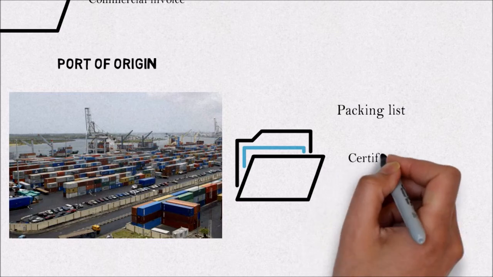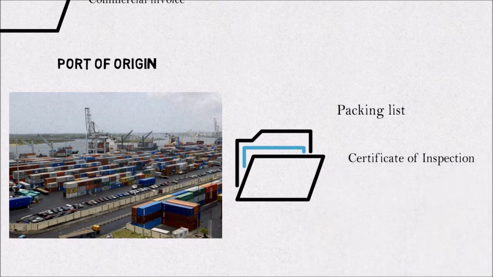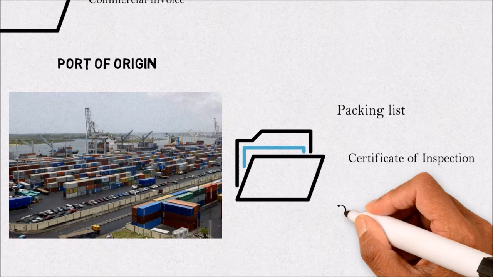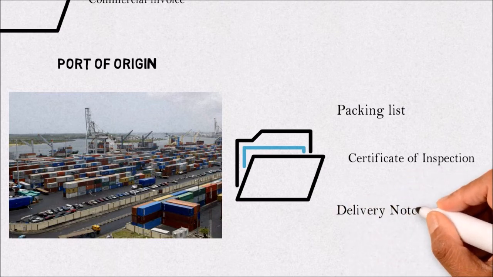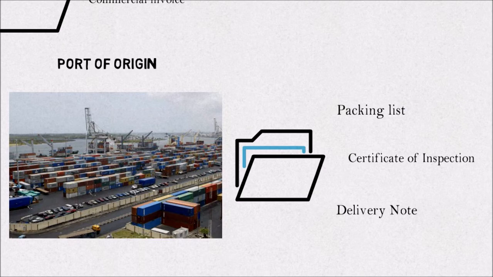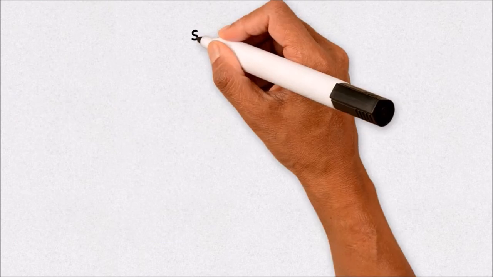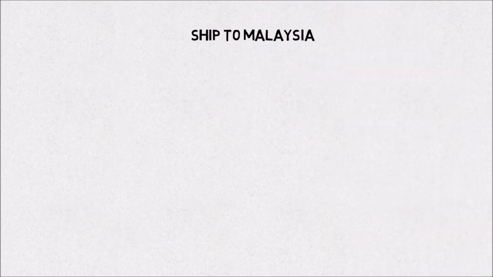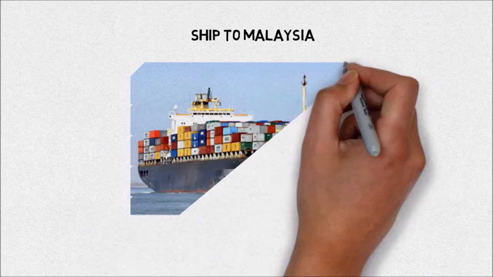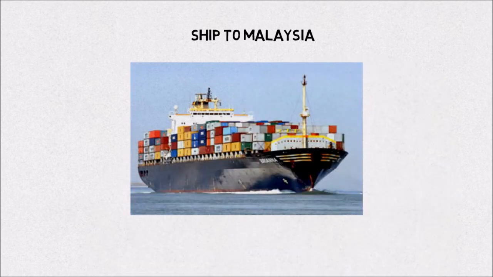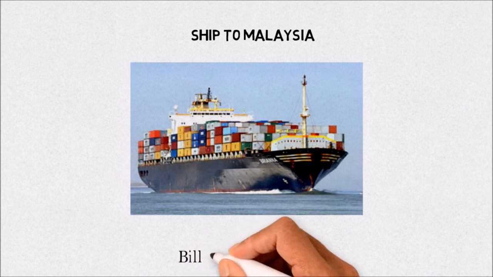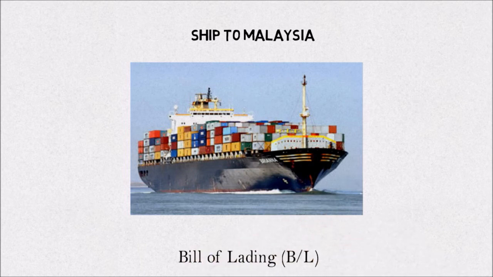It also involves the certificate of inspection to inspect the shipment on the basis of quality, quantity and packing. It also includes the delivery note that serves to verify that the goods received match those listed on the purchase order. After that, the product will ship to Malaysia using sea transport. Sea transport is cheaper than air transport. The documentation includes the bill of lading. The original bill of lading should be produced by you as proof of ownership for claiming the product once it reaches your country.